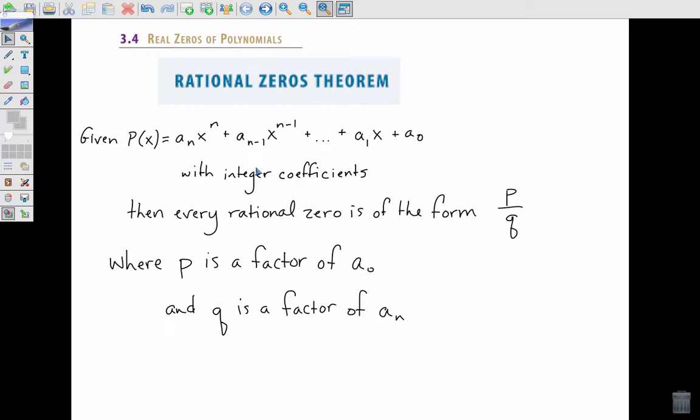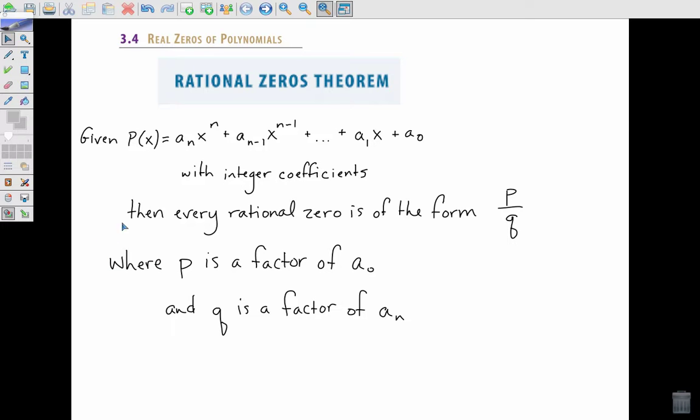Okay, so this is section 3.4, real zeros of polynomials. This is the rational zeros theorem. We're going to use this to find zeros of polynomials. So given a polynomial of the basic form, coefficient a sub n times x to the n plus another coefficient a sub n minus 1 times x to the n minus 1 all the way down to a sub 1 times x plus your constant term with integer coefficients. So all of your a terms are integers.